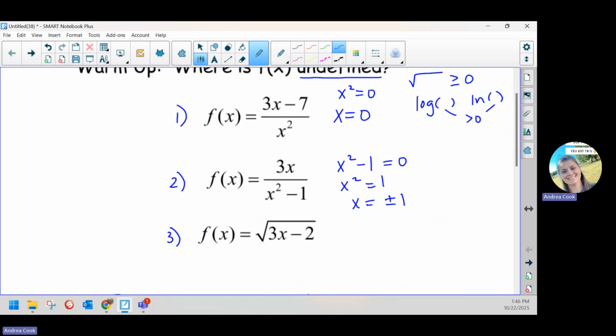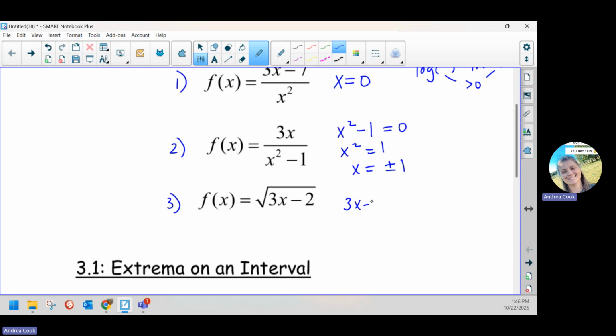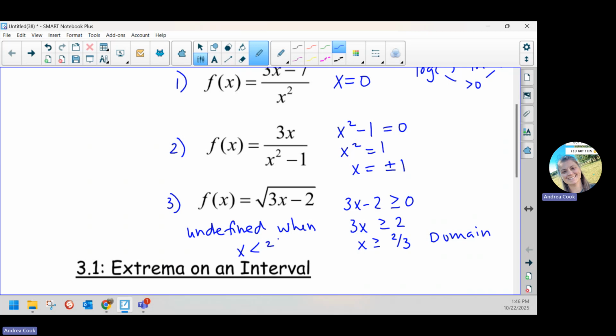And for example 3, where is the square root undefined? You set what's underneath the square root greater than or equal to 0. So 3x greater than or equal to 2, x is greater than or equal to 2/3. So that is the domain. So it's undefined when x is less than 2/3.